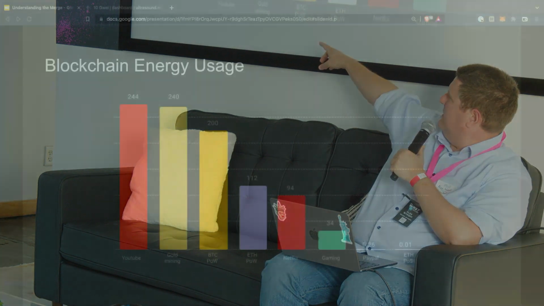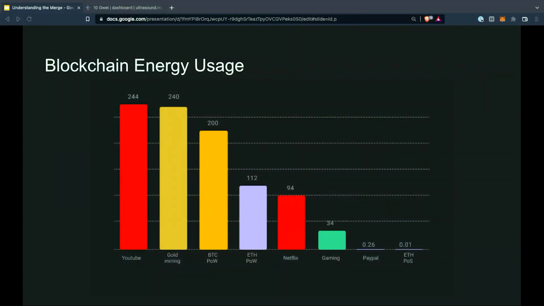So yeah, in terms of energy usage, right, you have YouTube, you have gold mining, Bitcoin proof of work, Ethereum proof of work up until like 110, 112 this morning, right? Netflix, gaming, PayPal, and now Ethereum proof of stake. It's even less than PayPal. That's because it's using way less energy in terms of its wastefulness, right? These are just one machine at one time solving these blocks, rather than thousands upon thousands of machines all running and throwing away their electricity every 13 seconds, right?